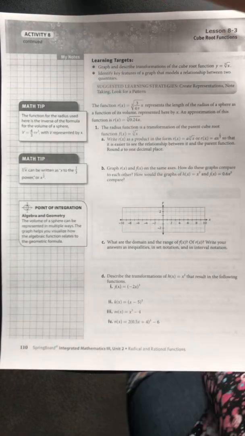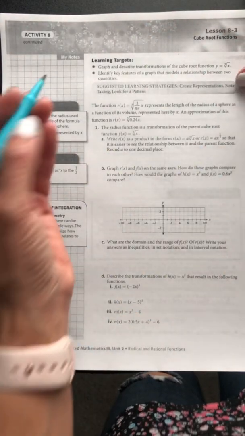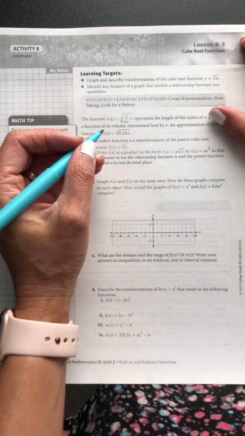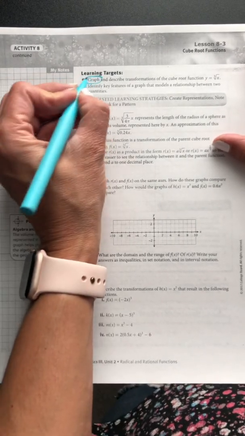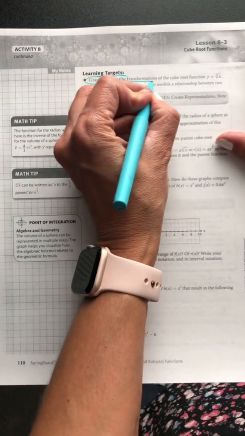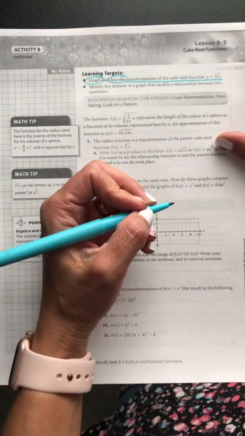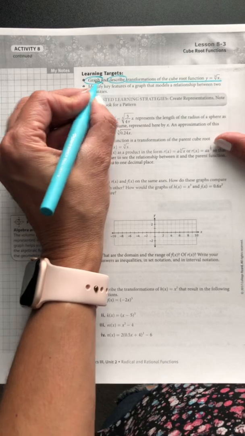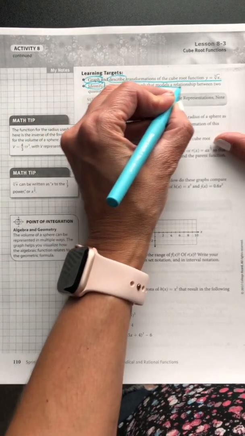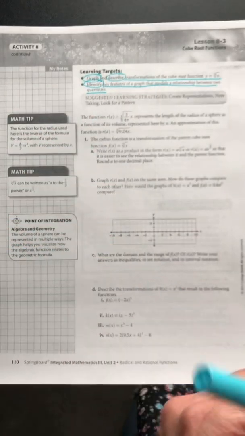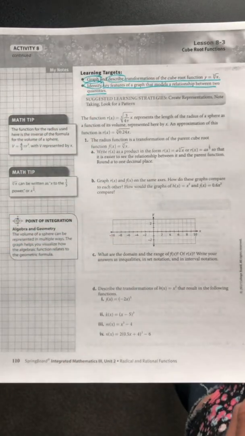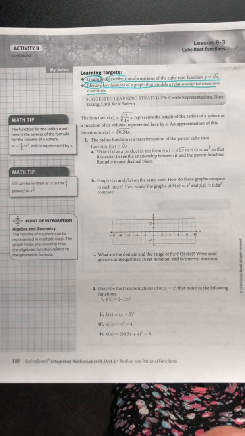Hey guys, all right, so now we're on to the cube root functions, which has the same exact process as the square root functions. We're going to graph and describe transformations of the cube root function y equals the cube root of x. We're going to identify key features of the graph that models a relationship between two quantities. So same exact things that we did for the square root function, we're now doing with the cube root function.